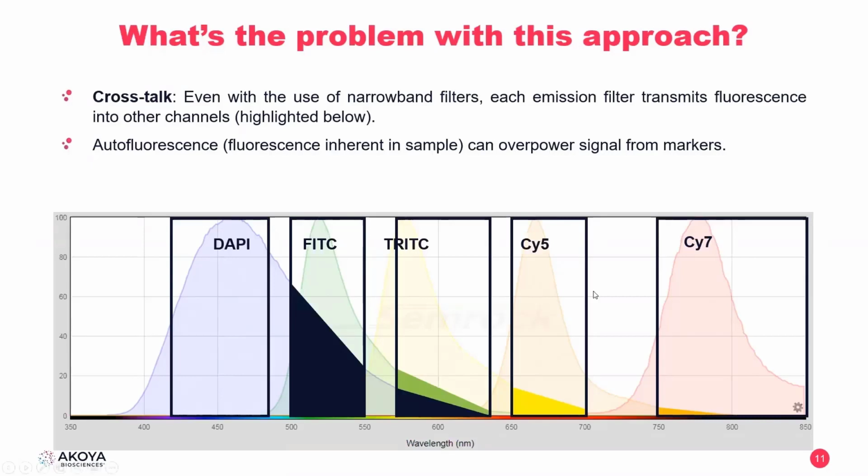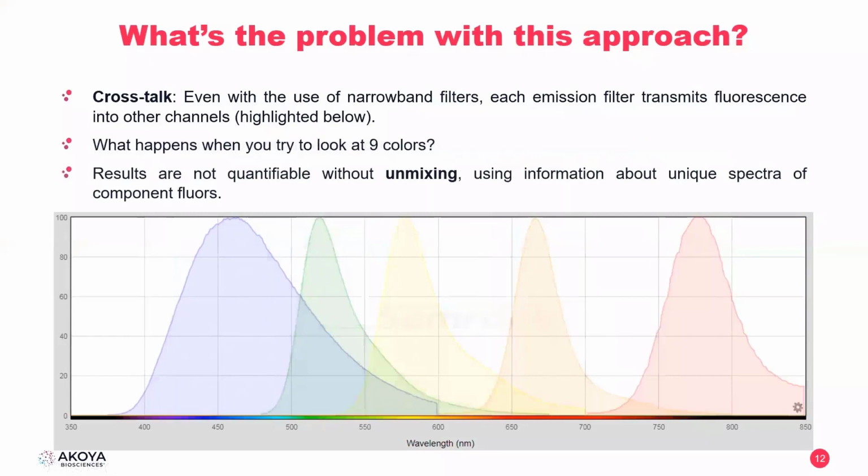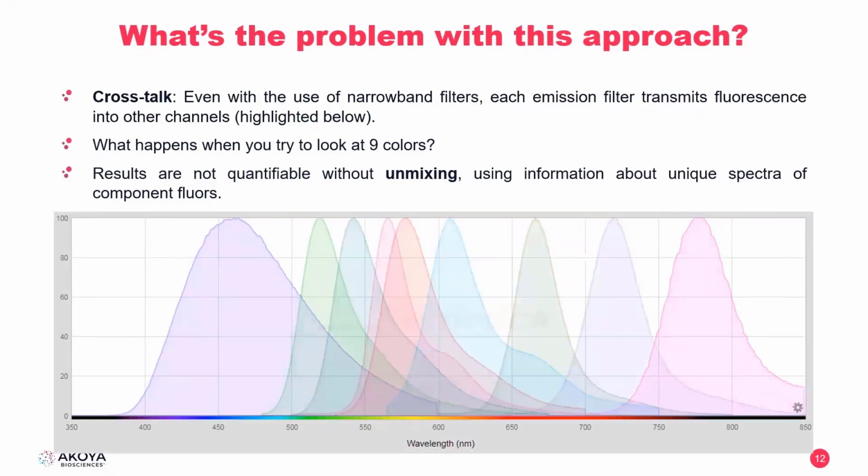Additionally, when you're using fluorescence imaging, you always have some contribution from autofluorescence, which is fluorescence signal that comes from the tissue in general, not from any particular marker. And this varies based on tissue type and fixation procedure. And of course, when we try to expand to more than 4 fluors, like the 9 fluors shown here, we run into a lot of crowding and crosstalk.